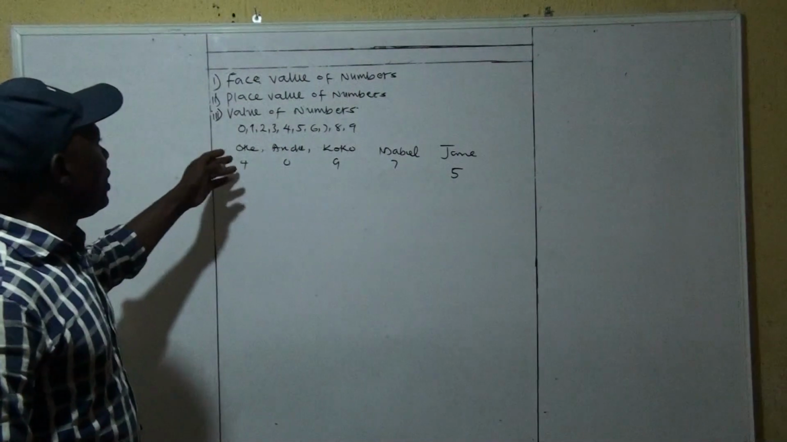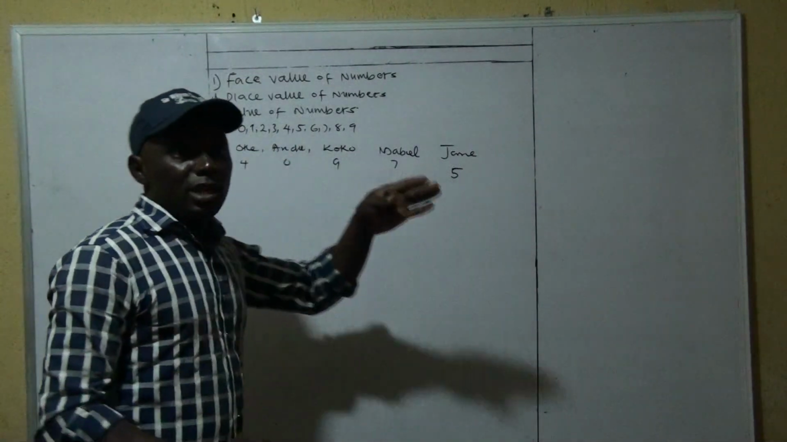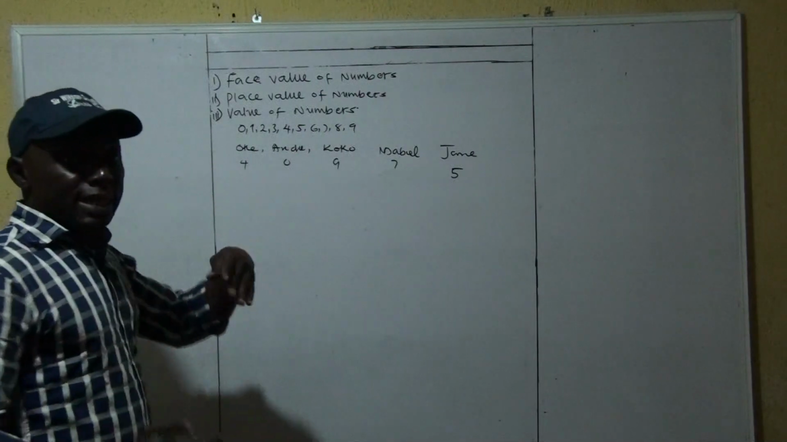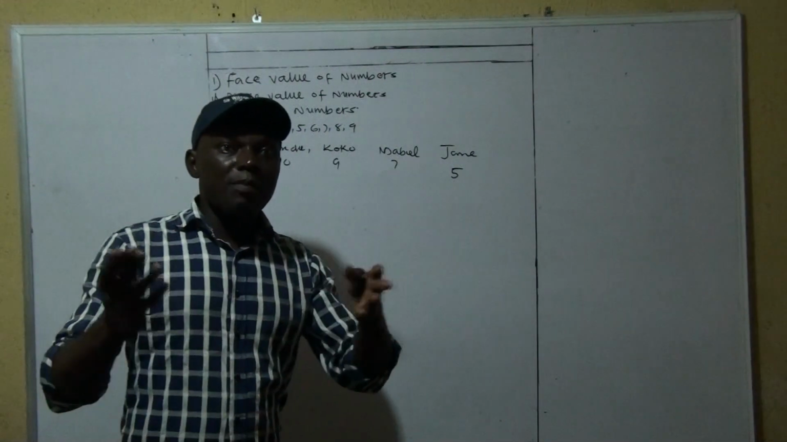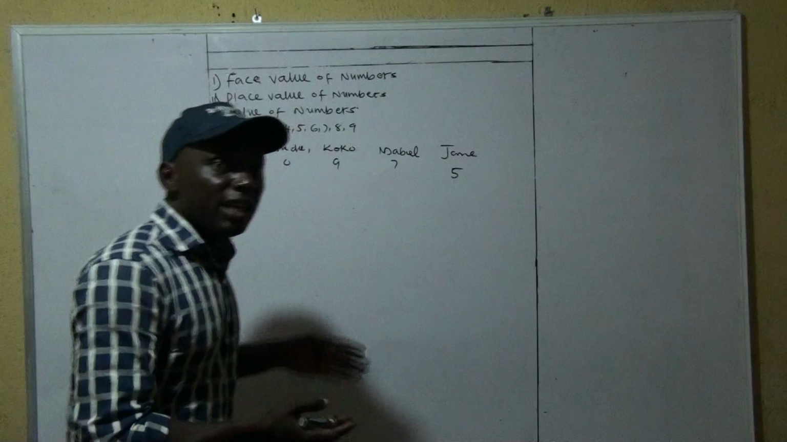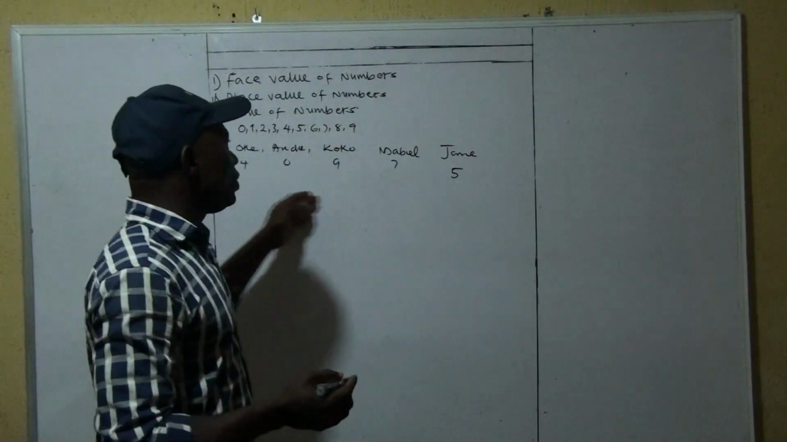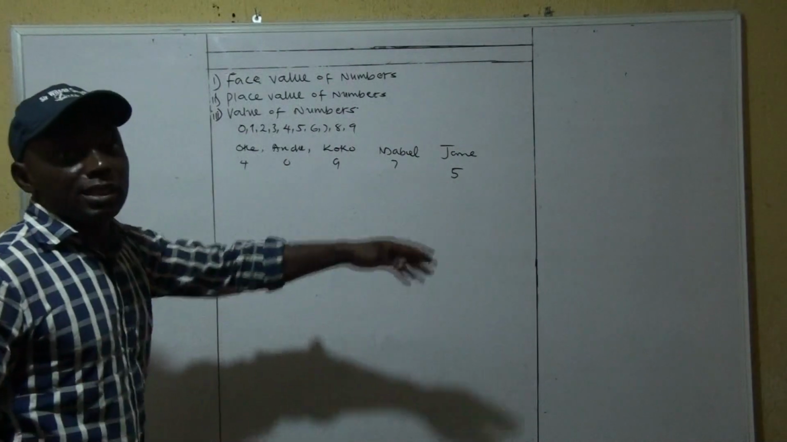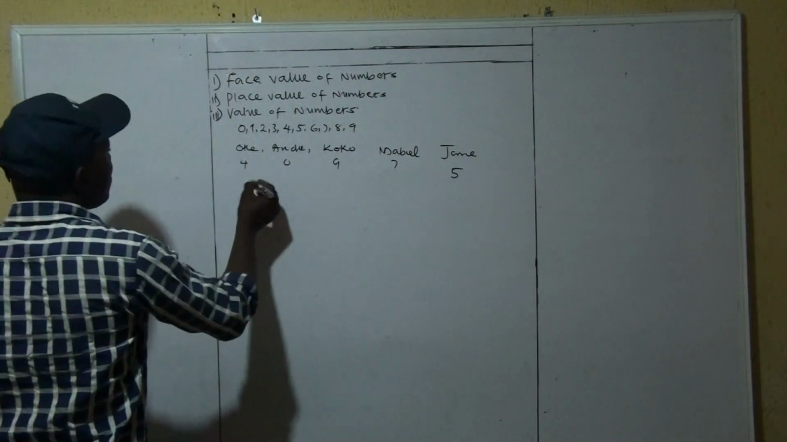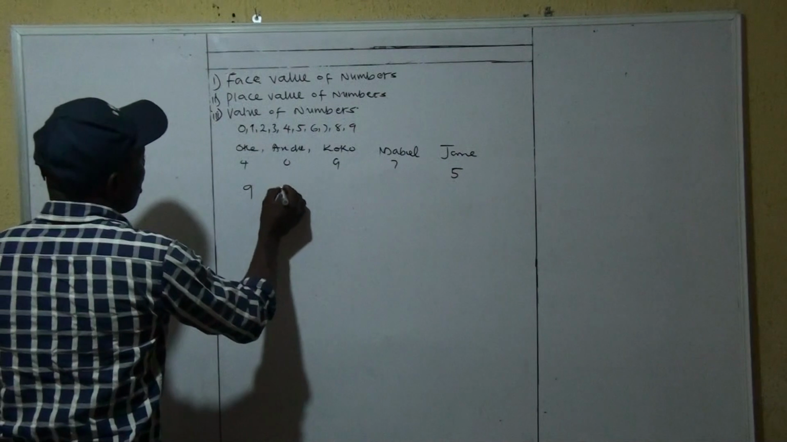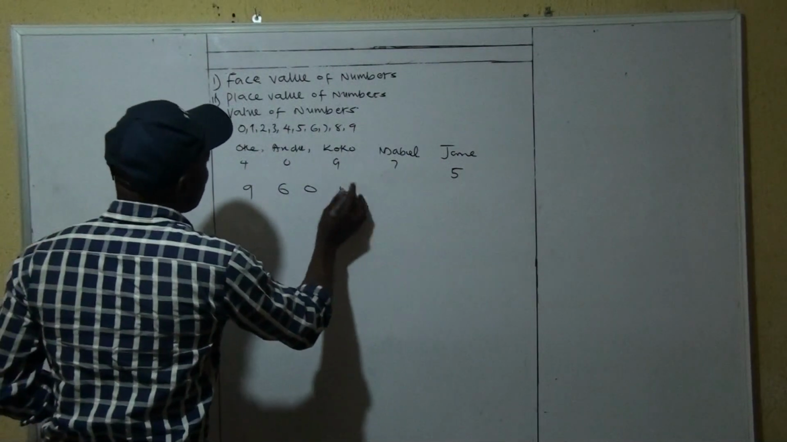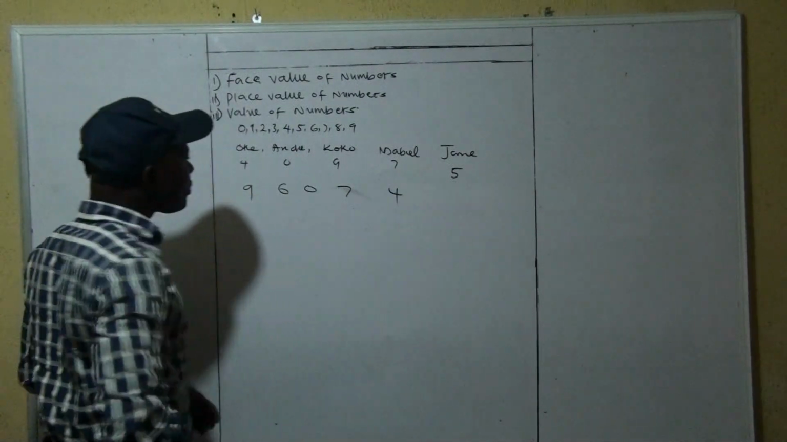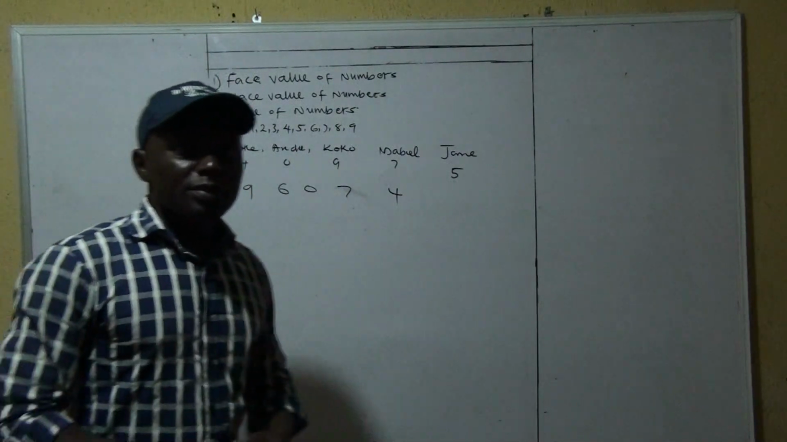So these are individuals' names, and these are the numbers assigned to them. If they are mentioned, this is what they represent. We can form a number from each digit here. So as we want to form a number, we decide, okay, we write 9607 4.